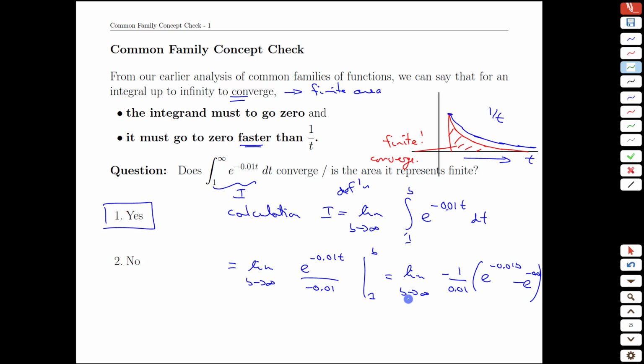Now we can assess what happens when b approaches infinity. We just have an expression, and as b gets larger and larger, we have a negative exponential, so this entire term approaches 0. So we end up with a double negative, that's a positive, e to the negative 0.01. And this is finite, and so the integral converges. There we are. Let's take a look at some other examples.